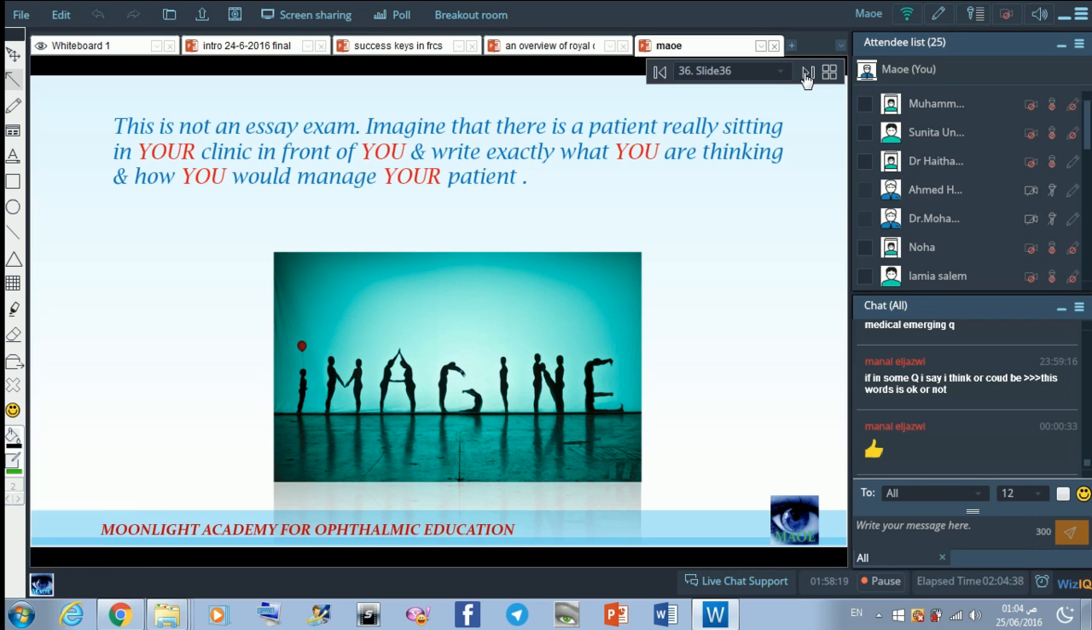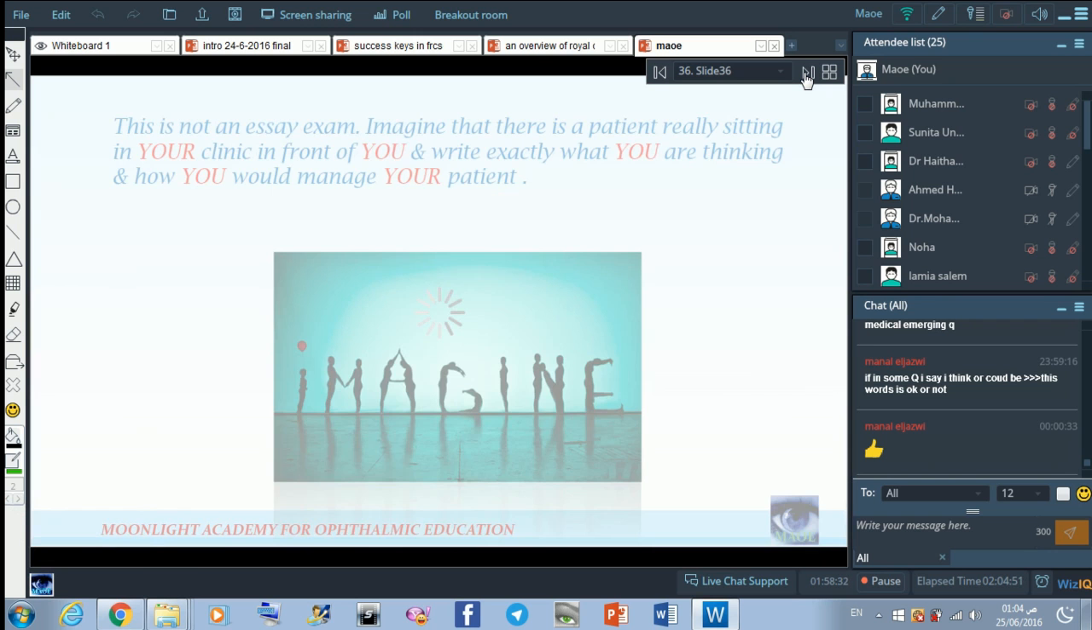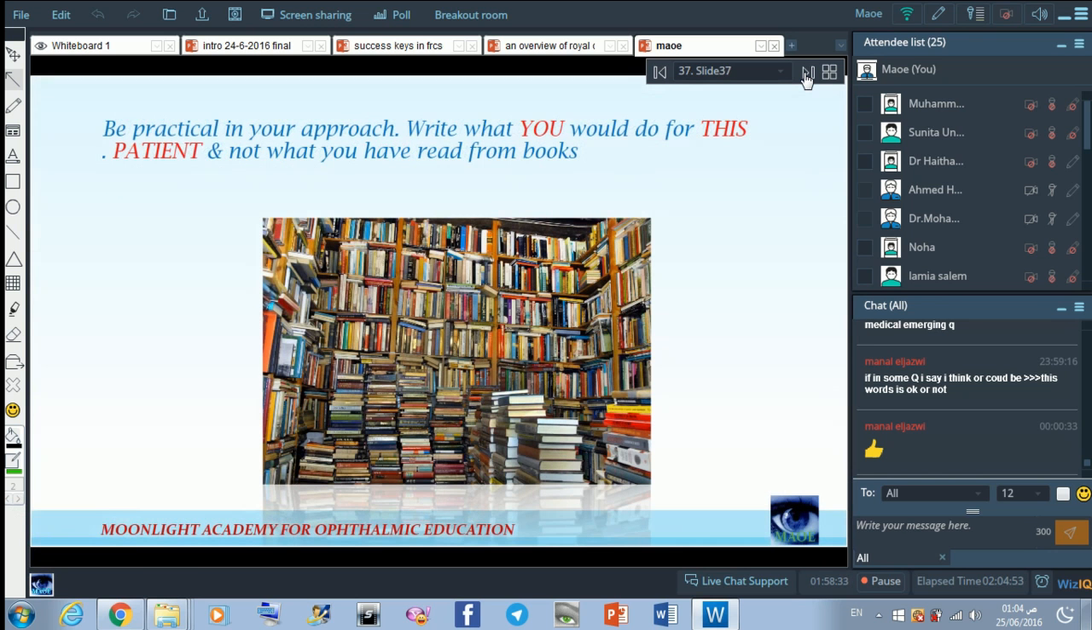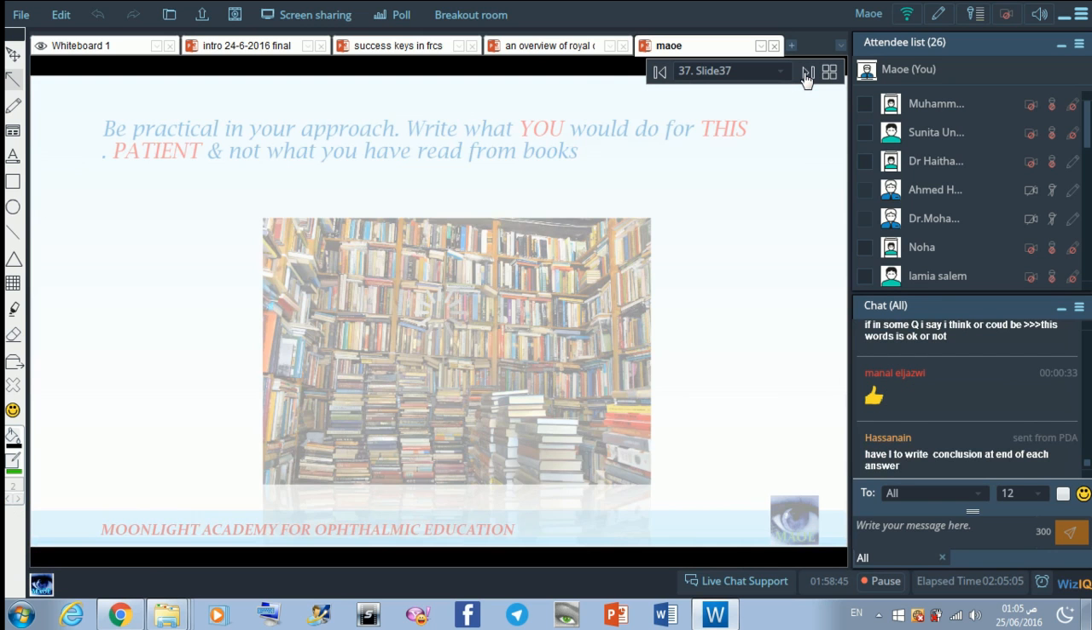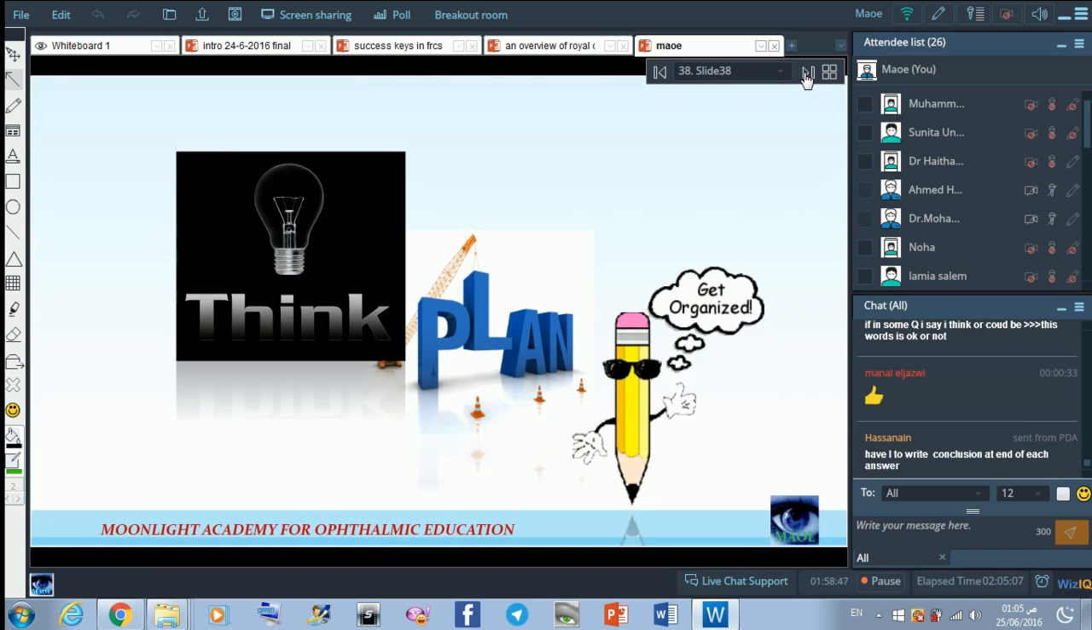He wanted to know what you will do, not what you read from books. So take care about this. This is not a theoretical exam. Again, this is a clinical exam. So you must imagine the patient and imagine what you will do for this patient if he is in your clinic. Be practical in your approach. Write what you will do for this patient, not what you have read from books. And I already illustrated this.